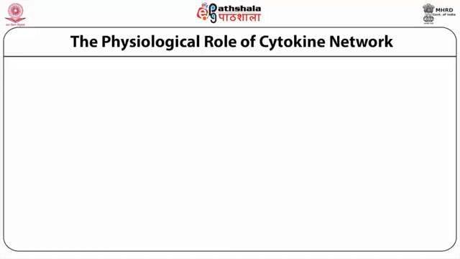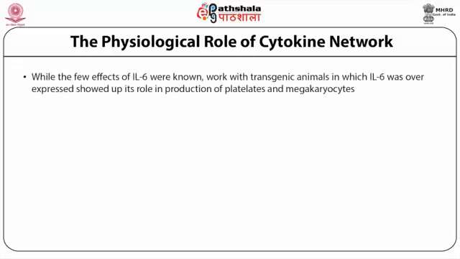This slide shows how complex is the physiological role of the cytokine and how cytokine actually forms a network. While a few effects of IL-6 were known, work with transgenic animals in which IL-6 was overexpressed showed up its role in production of platelets and megakaryocytes.